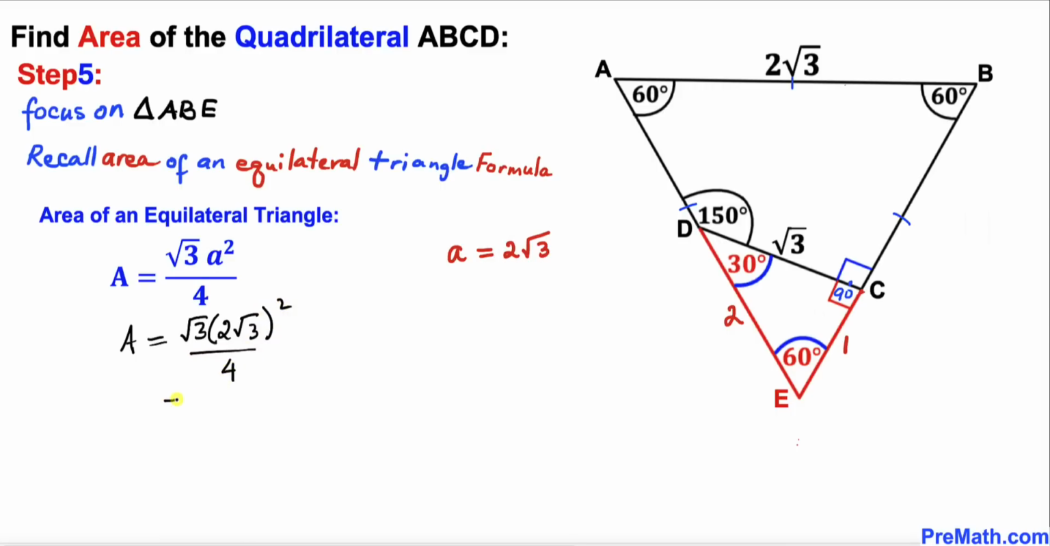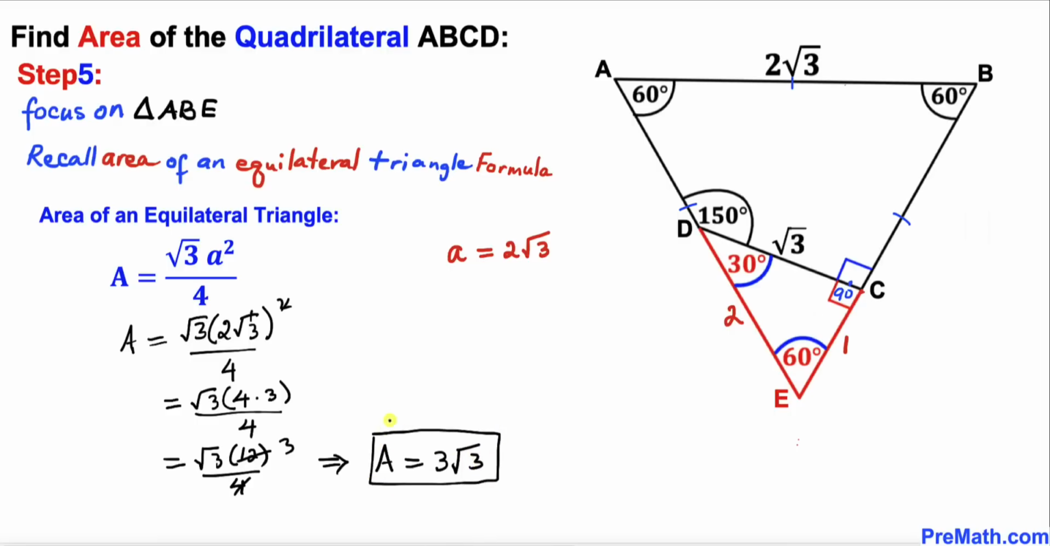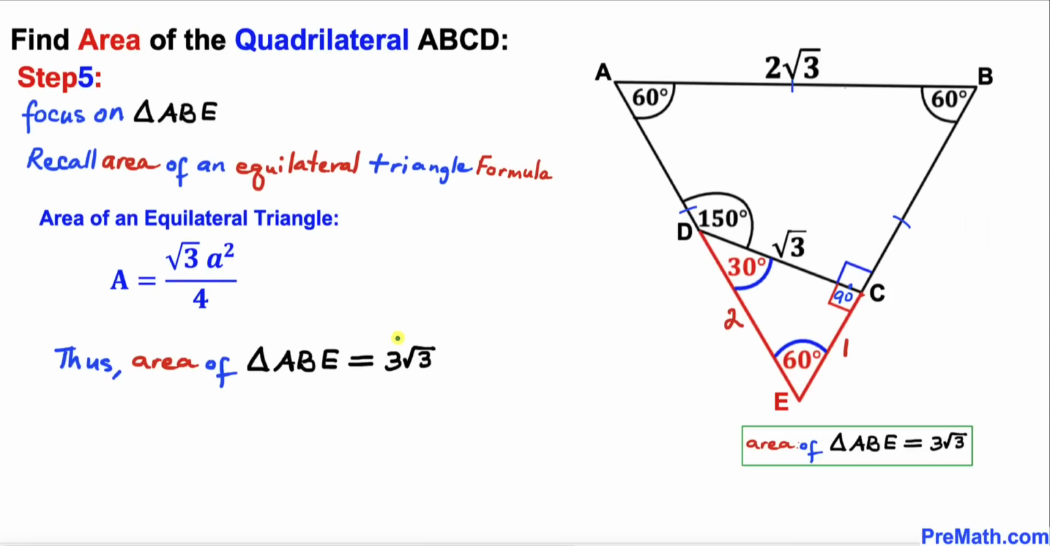Now let's simplify this. We have a square root of 3 outside, and when we take the square of this one, 2 squared is 4, and the square and square root cancel each other out, so we get 3. So we have square root of 3 times 4 times 3 divided by 4. 4 goes into 12 three times, so that gives us 3 times square root of 3. So the area of this big triangle ABE turns out to be 3 times square root of 3.